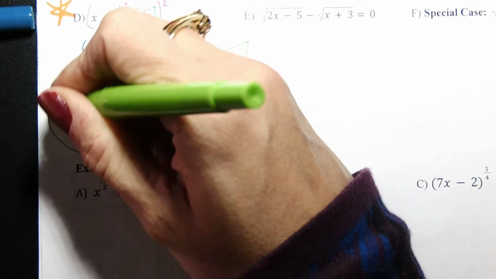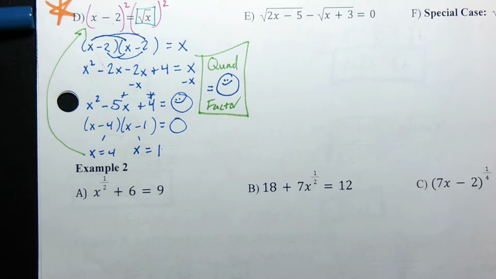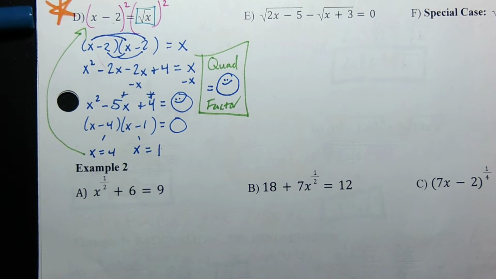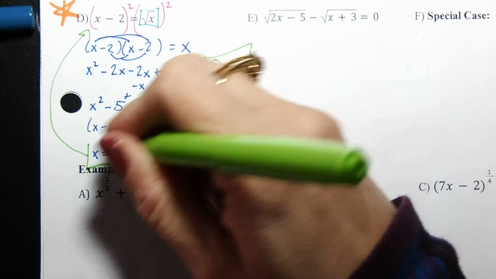So if I plug in 4, minus 2 is 2 on the left side. And what's the square root of 4 on the right side? 2. So we got 2 equals 2. So that one is all good.